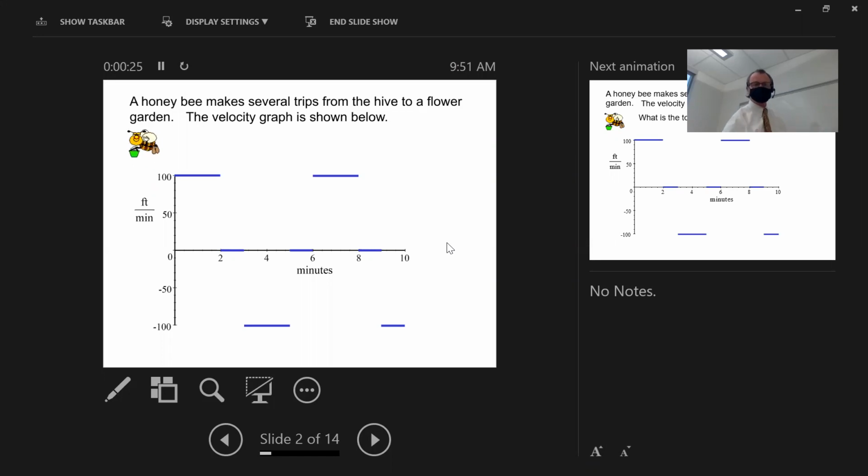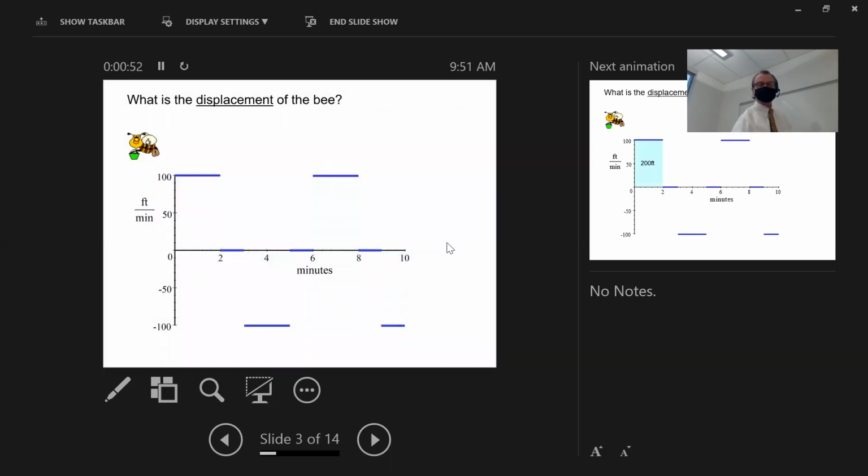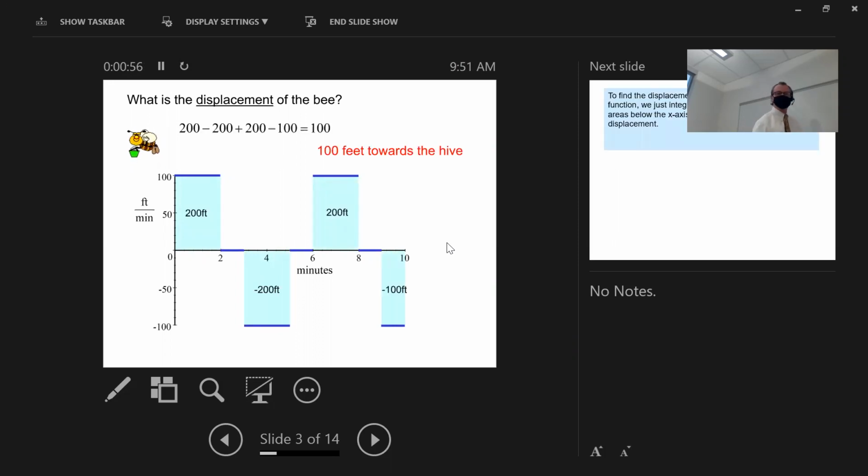Because what are we saying? How far did the B go? Well, it's the area under the velocity curve. The area under the velocity curve tells you the difference in position. So the B traveled 700 feet. But how far did the B get? Only 100 feet.